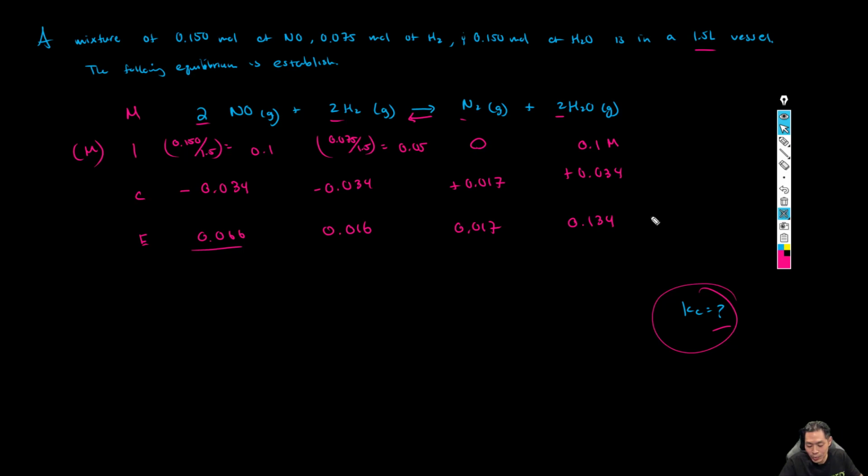So this is where the concentration is for each at equilibrium, so all we have to do is plug that in. Remember, it's right side over left side. So 0.017 by the coefficient, in this case 1, sorry, 0.134, and this one by the coefficient of 2. 0.066, and that coefficient is 2. And then 0.016, and that coefficient is also 2. So then you just solve for that. Just plug that into your calculator.